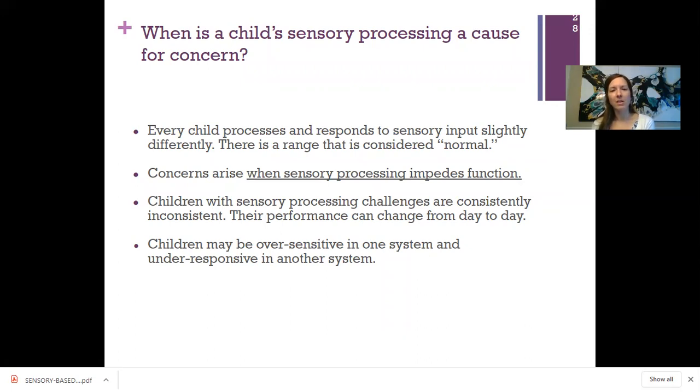Something to know about kids with sensory processing challenges, and especially kids with SPD, is that they are consistently inconsistent, so their performance can change really from day to day. And something else to take note of is that with all of those 8 systems, you can be oversensitive in one system and undersensitive in another.